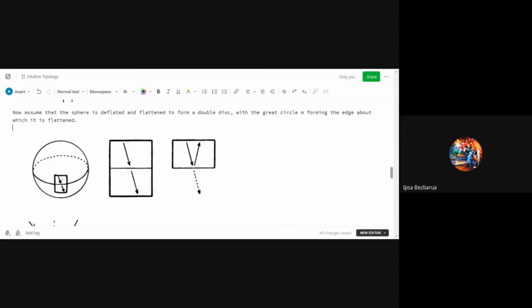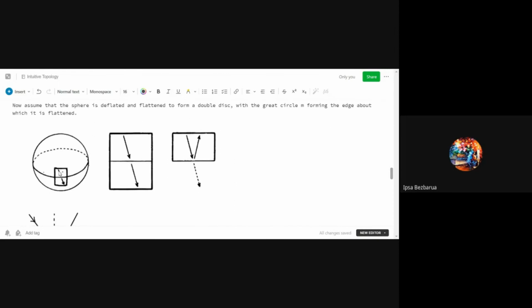Okay, it's moving now. Now, the next step in the proof: if I imagine my sphere to be like a football, I'm just pumping out all the air inside it and deflating it. Then I can flatten it to form a double disk. You can see that, right? When I flatten it out to form a double disk, I do that flattening using the great circle small m as my reference circle about which I am doing the flattening.